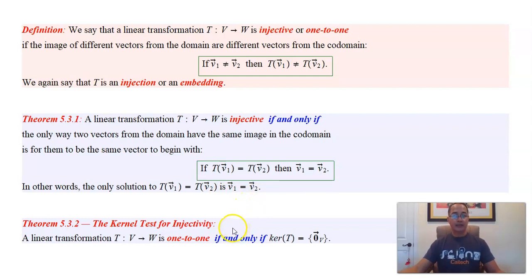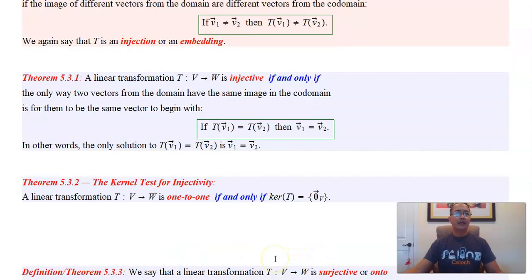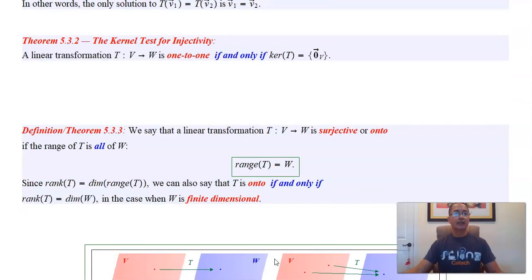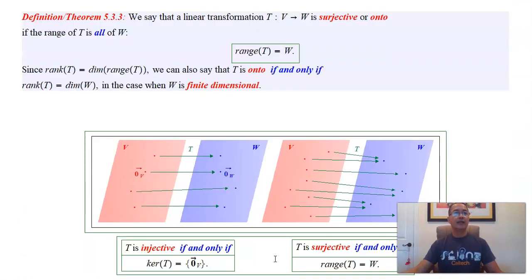The proof for the kernel test in this chapter is exactly the same as the proof in chapter 3, with just the notation changed a little bit. So a transformation T from V to W is one-to-one if and only if the kernel of the transformation is only the zero vector in the domain V. Okay, so let's take a look at surjective transformations.